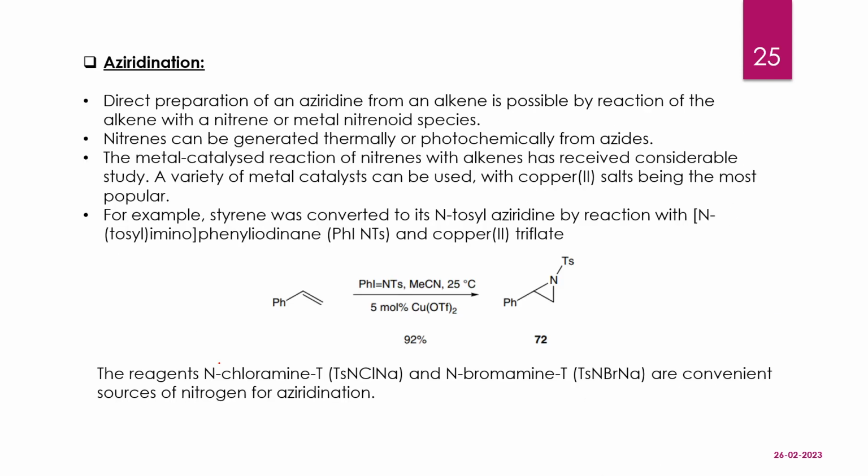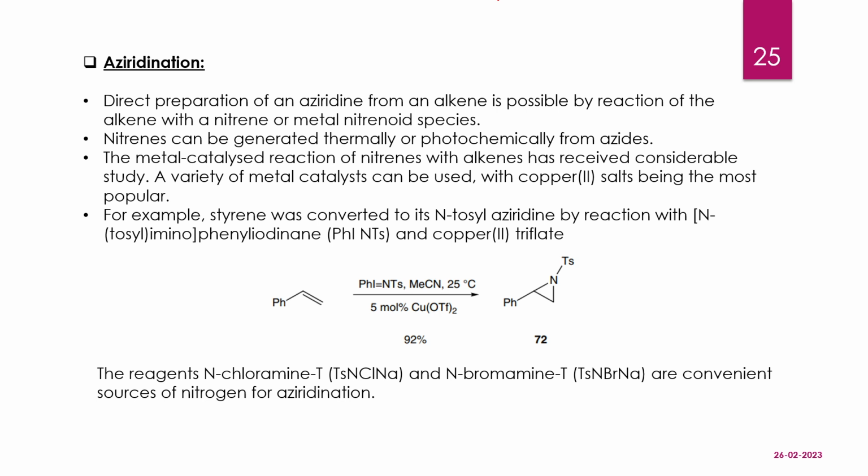So next is the aziridination. Direct preparation of an aziridine from the alkene is possible by reaction of the alkene with a nitrene or a metal nitrenoid species. Nitrene can be generated thermally or photochemically from the azide. The metal catalyzed reaction of nitrenes with alkenes has been considerably studied, and a variety of metal catalysts can be used, with the copper(II) salt being the most popular.